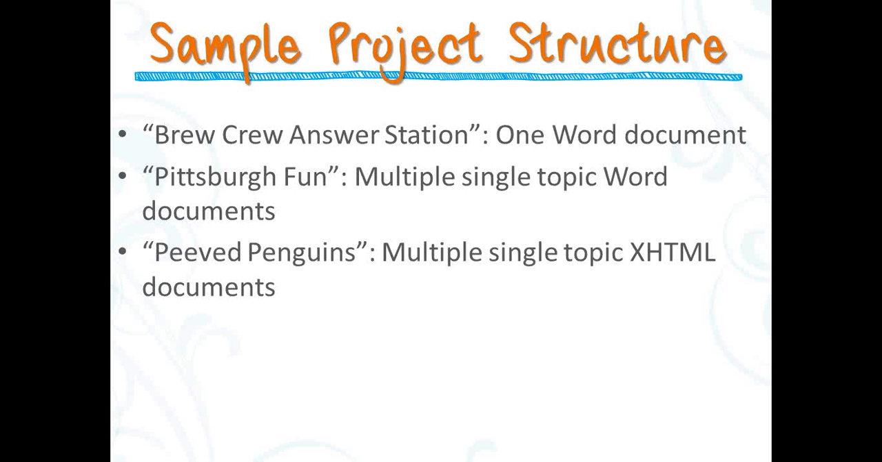For example, the Brew Crew Answer Station is a project with one Word document in it. So it's a single Word document. You could do that with DocToHelp if you want. Pittsburgh Fun contains multiple single topic Word documents. So you could do topic-based authoring using Word in DocToHelp. Just pull them in and arrange them the way you want, and that'll work. And Peeve Penguins actually uses multiple single topics. So it's topic-based authoring, but it uses DocToHelp's built-in editor. So there are multiple XHTML documents. So you have a lot of different options.